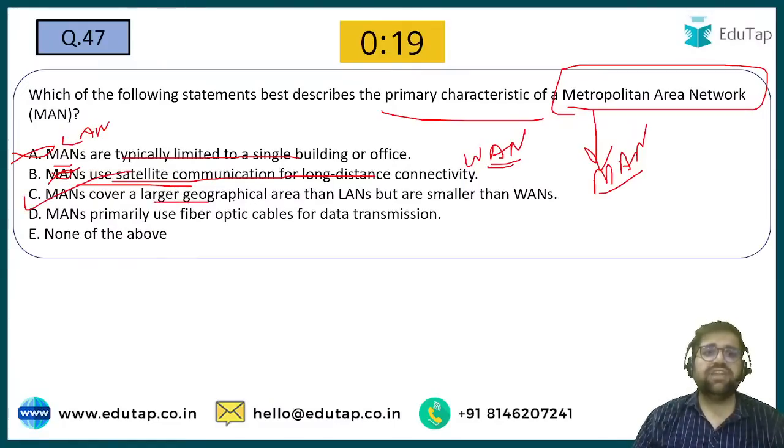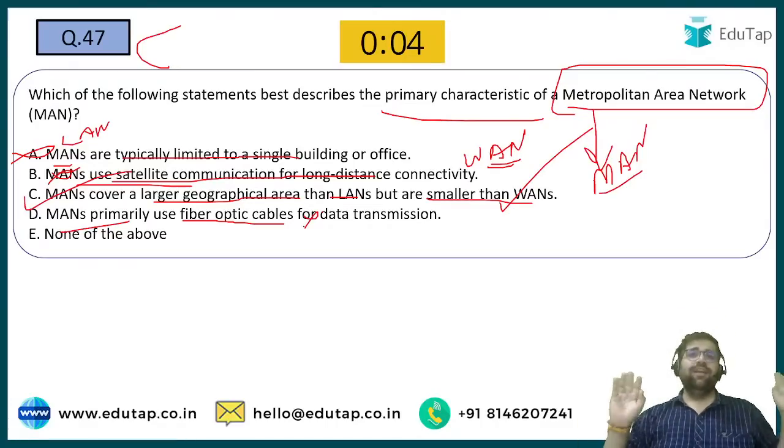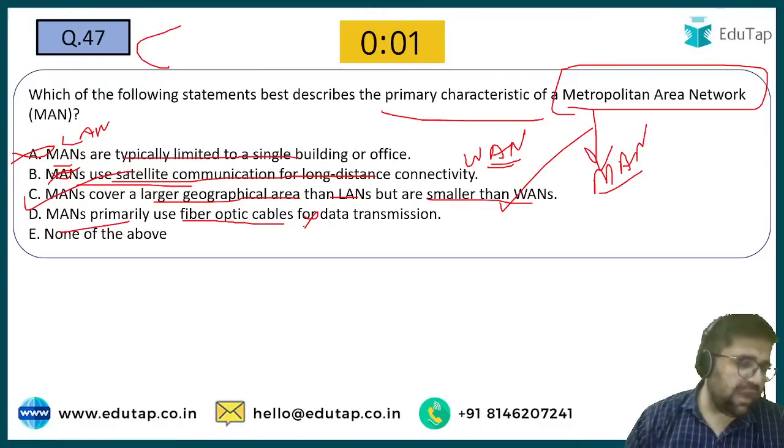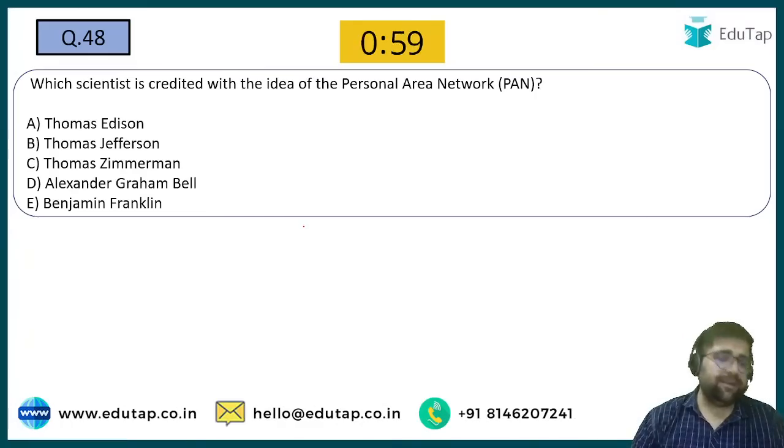MAN covers a larger geographical area than LAN, but smaller than WAN. This statement is correct, and therefore the answer to question number 47 is C. MAN primarily uses fiber optic cables. This again cannot be true, because how will you connect different things of a city from one particular level? You will have to use this. Okay, so let's move ahead to question number 48.